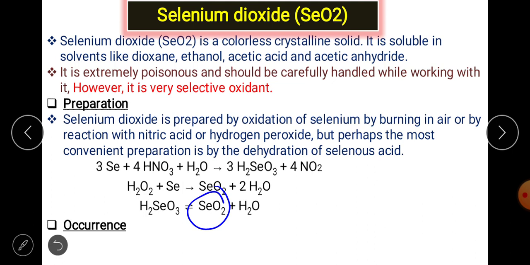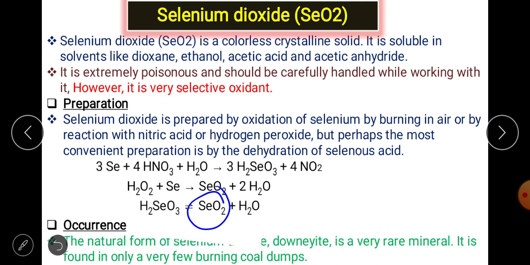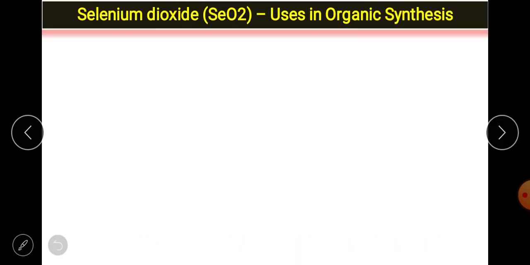Occurrence of selenium dioxide: a question may arise, how does SeO2 occur, or from where can we get selenium dioxide? The natural form of selenium dioxide is downeyite, which is a very rare material, and it is found only in a few burning coal dumps. So this is the introductory part of selenium dioxide.